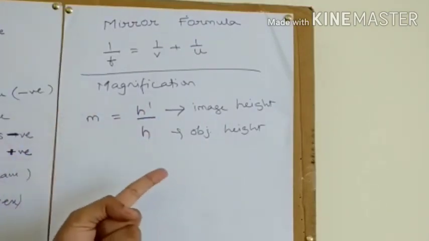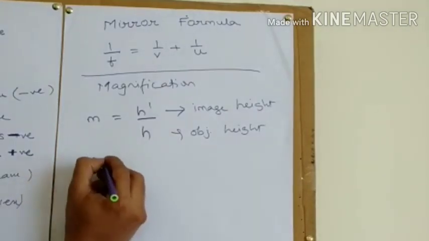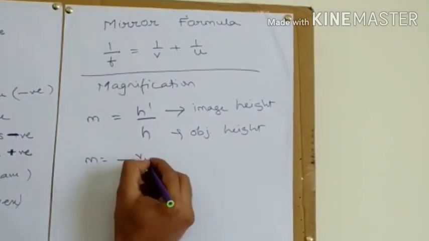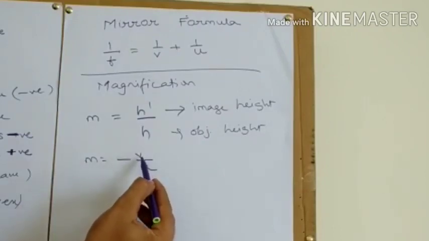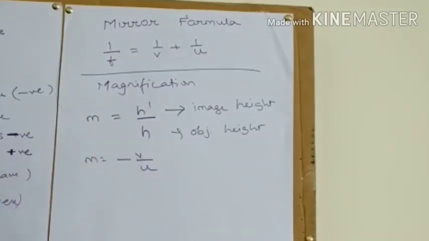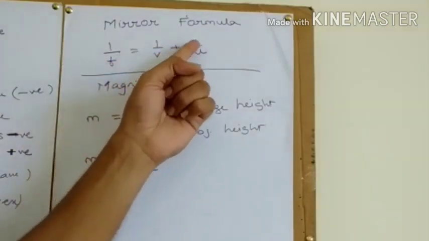There is another alternate formula for magnification. We can also write m as -v/u, where again v is the image distance, u is the object distance. This is the formula for magnification. Remember these three formulae very clearly. Okay. So mirror formula: 1/f = 1/v + 1/u.